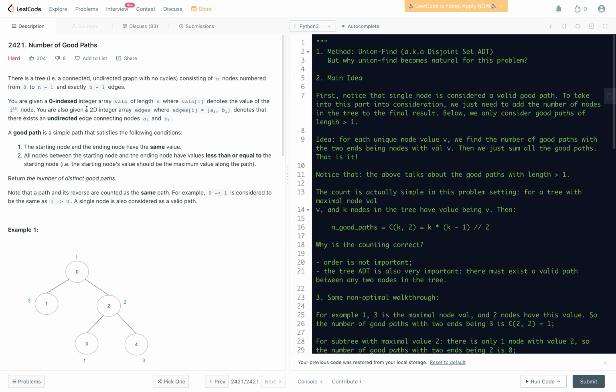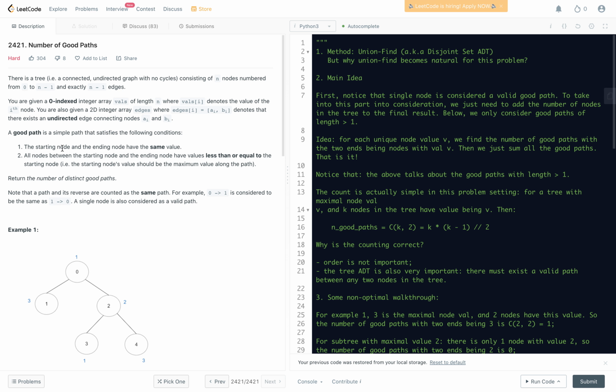So we are given a zero-indexed integer array called values, of length n, where values[i] denotes the value of the ith node. We are also given a 2D integer array called edges, where edges[i] contains two nodes, a_i and b_i, denoting that there exists an undirected edge connecting nodes a_i and b_i.